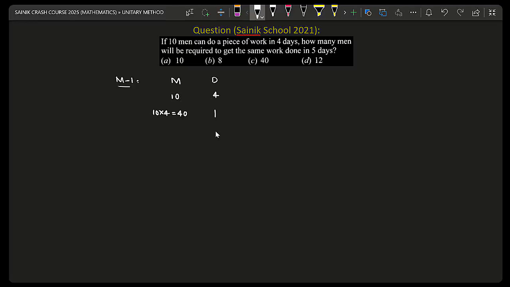Now the question is, in 5 days, how many men are required to complete the work? Okay, when the number of days increase, you see the number of men decreasing or increasing? Sir, decreases. Decreases means we have to go for which operation, multiplication or division? Sir, division. So which number we have to divide by which number? Sir, 40 divided by 5. Yes, 40 divided by 5, it's going to be 8. Okay, so the answer is B.